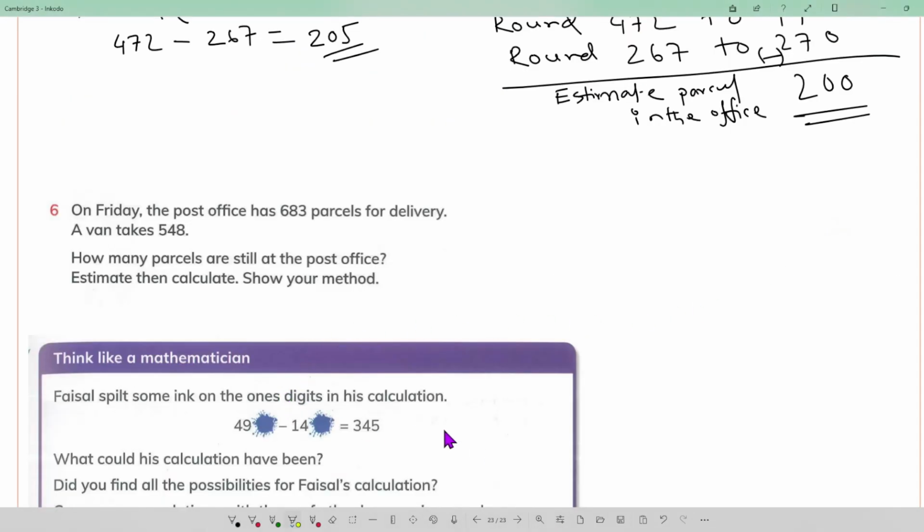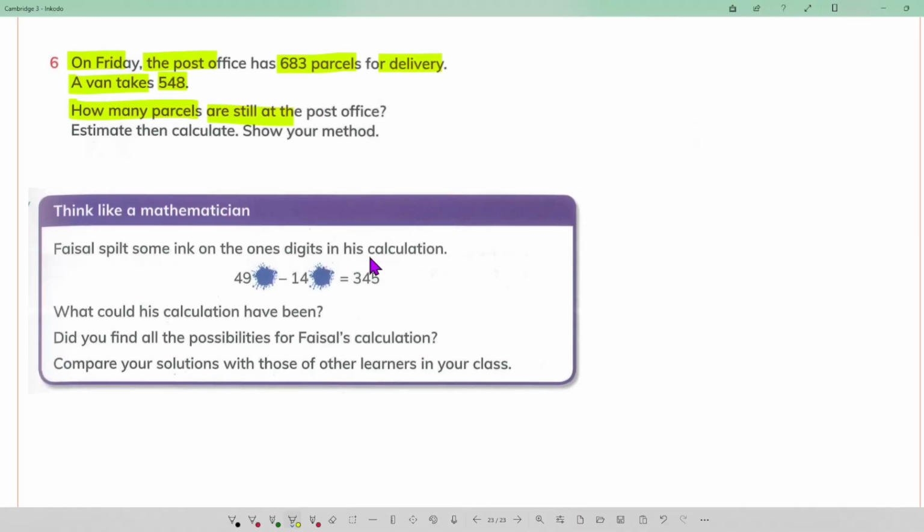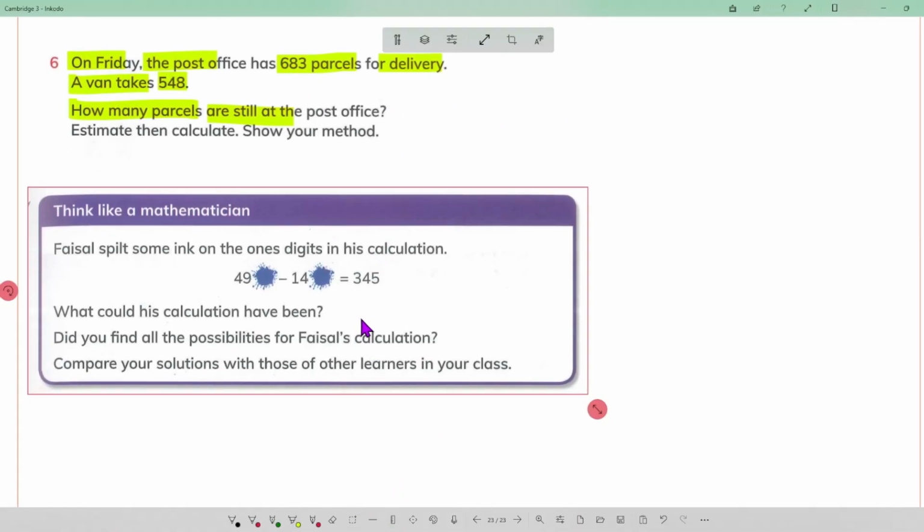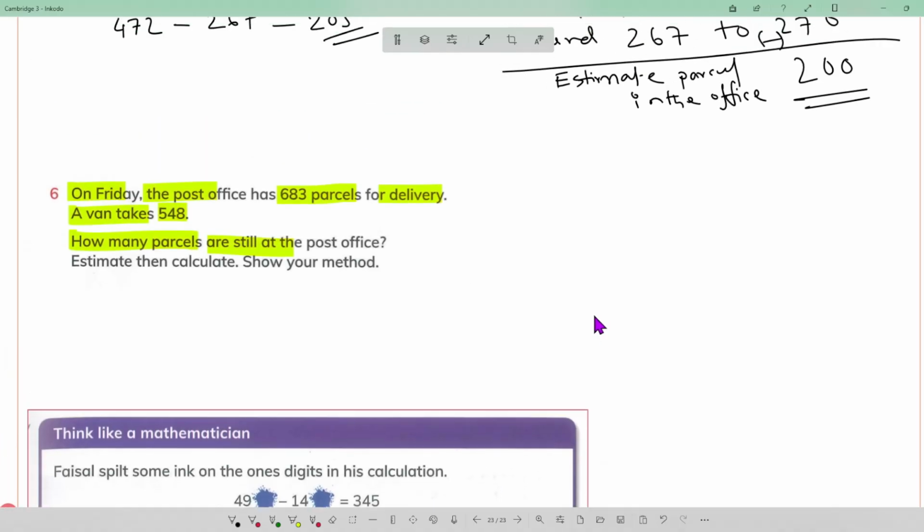Number 6. On Friday the post office has 683 parcels for delivery. A van takes 548. How many parcels are still at the post office? Estimate, then calculate, show your method. It's a totally similar math, right?